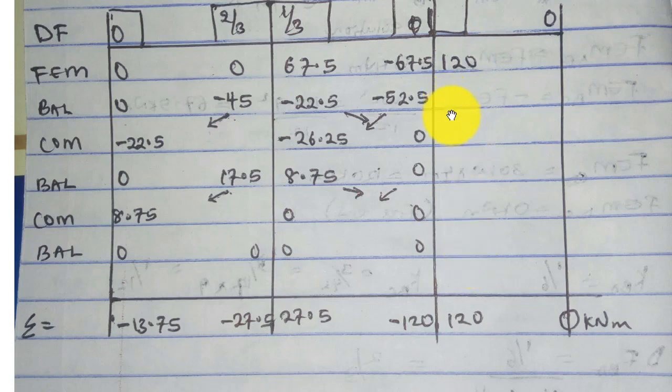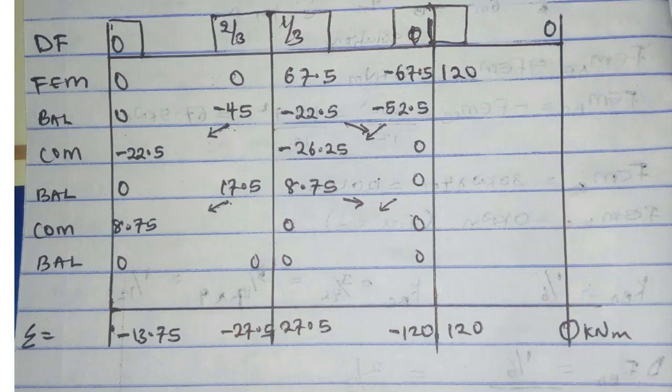So 120 plus 0, you just have to know that this and this will give you 0. This and this will give you 0. At this point, nobody's even concerned about it. So let's just write 0 and forget about it.